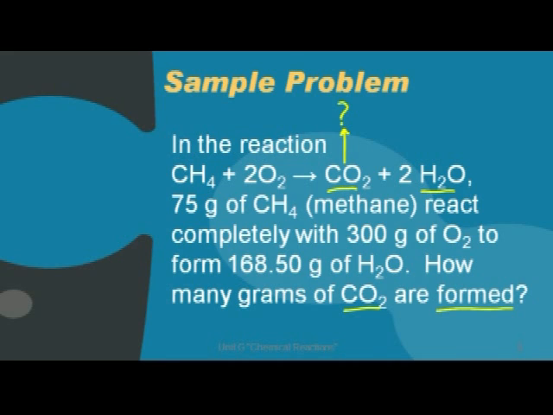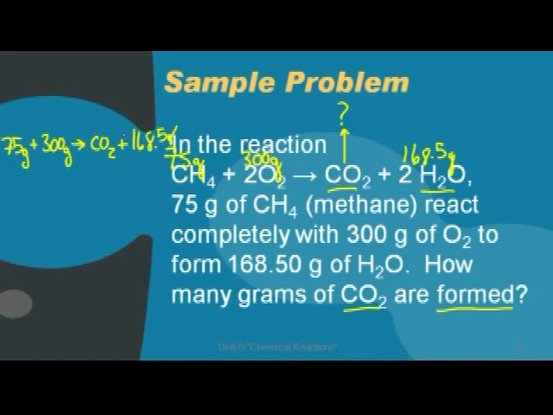The first thing we do is substitute our values. We know that there's 75 grams of methane, that there are 300 grams of oxygen, and 168.5 grams of water being produced. Rewriting our equation, we write 75 grams plus 300 grams yields carbon dioxide plus 168.5 grams.